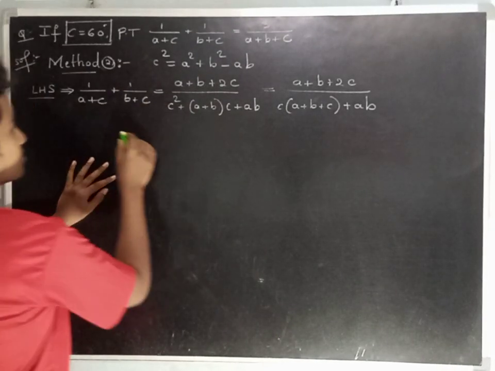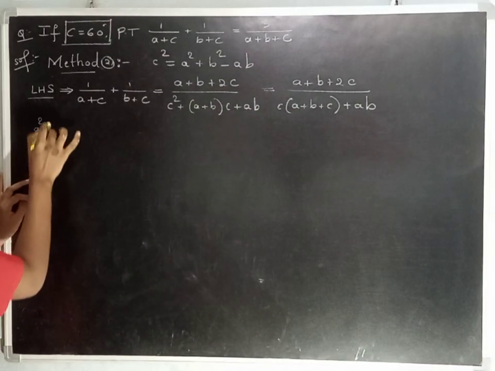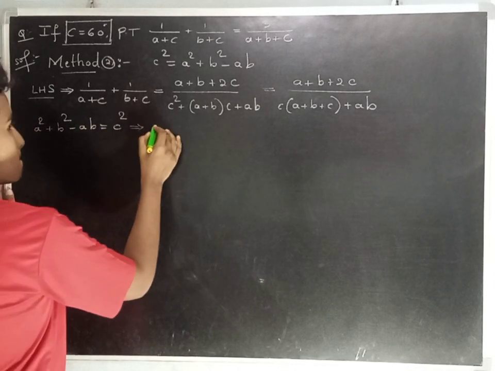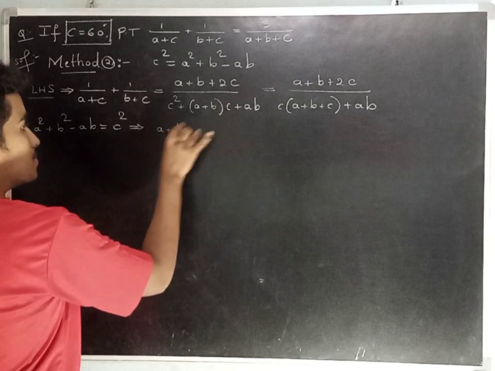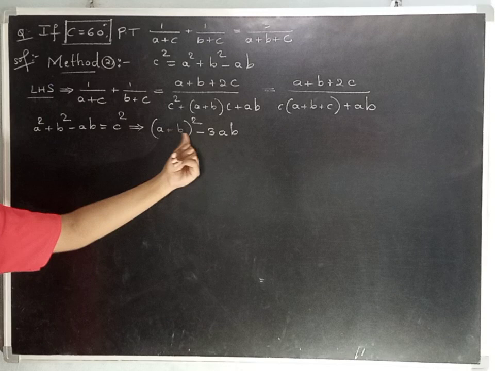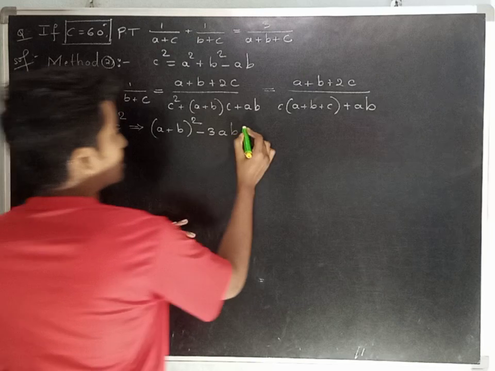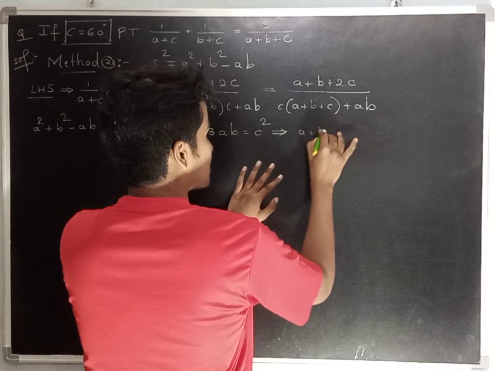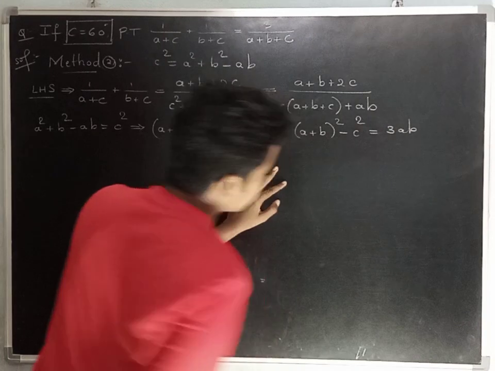Now, let me take this part. a square plus b square minus ab is equal to c square. This is a plus b whole square minus 3ab. I hope you understand how I have written this. a plus b whole square is a square plus b square plus 2ab, plus 2ab minus 3ab, it's nothing but minus ab, is equal to c square. This can be written as a plus b whole square minus c square is equal to 3ab.